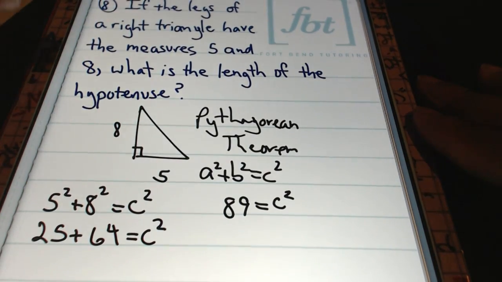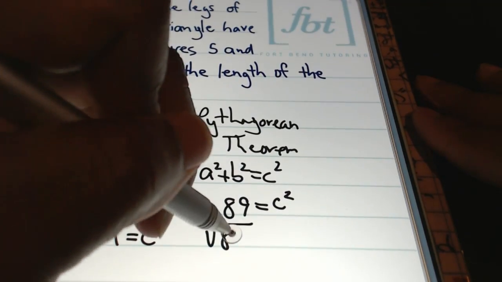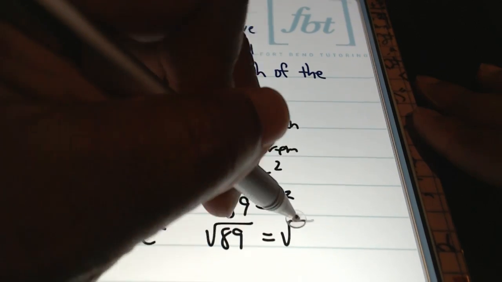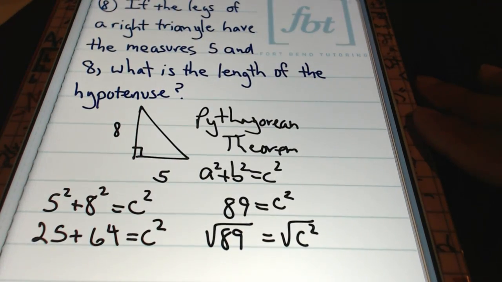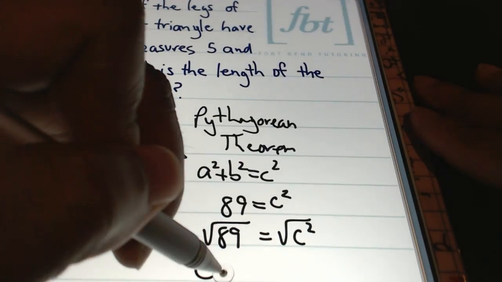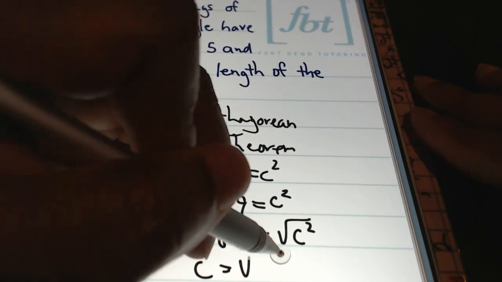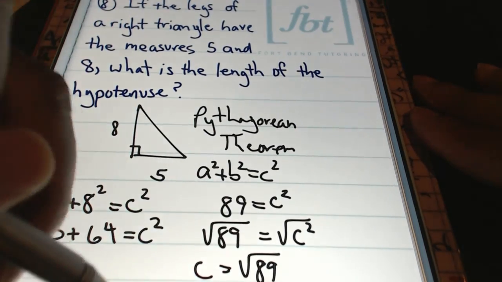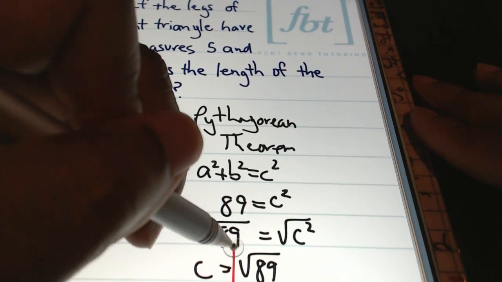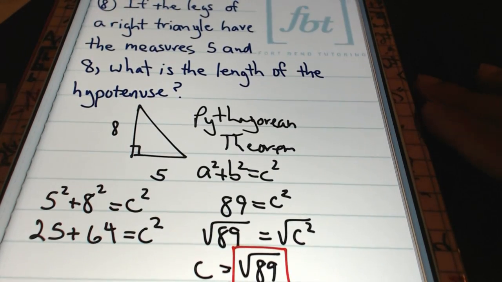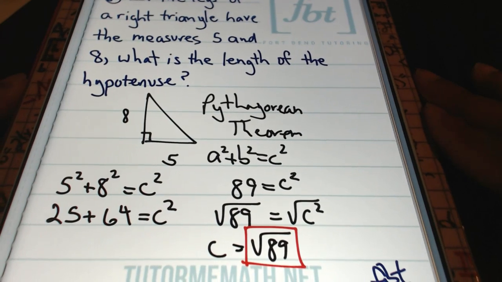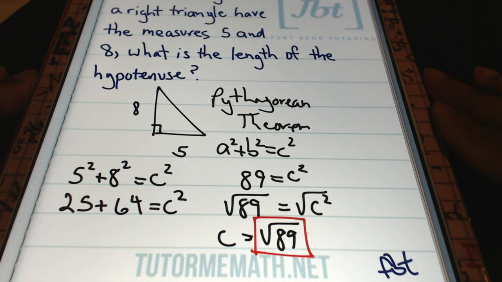And then from there, taking the square root of 89 will give us the result that we're looking for. And our result, by the way, guys, is c, the hypotenuse. It must equal the square root of 89. And this is our answer. You cannot simplify this particular radical any further. Done and done.